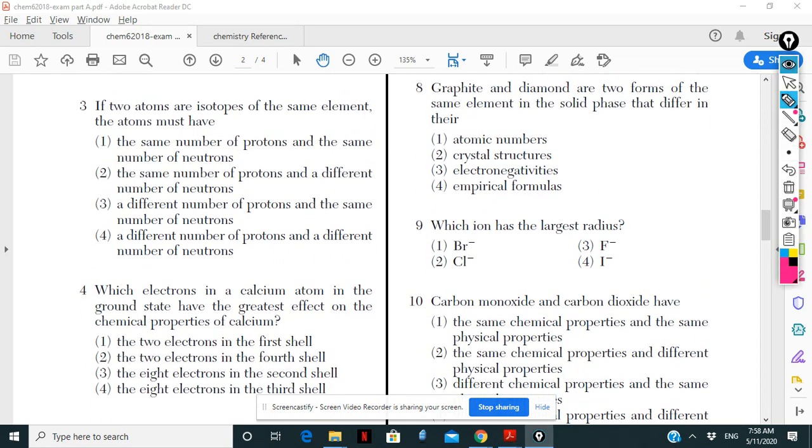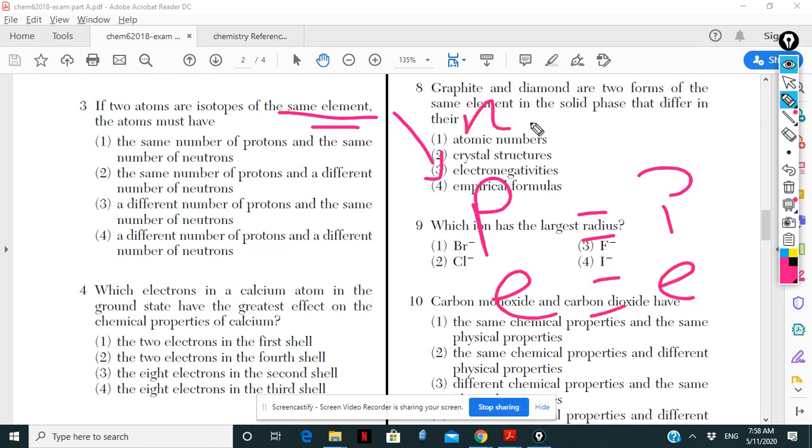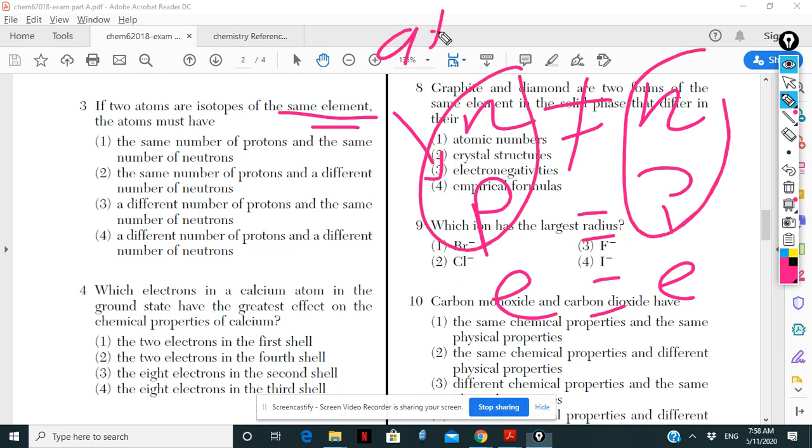Question number 3. If two atoms are isotopes of the same element, they must have this. If it's the same element, it has the same number of protons and the same number of electrons, but they don't have the same number of neutrons. That's why the atomic masses are different. So they have the same number of protons and different numbers of neutrons. So the answer is 2.